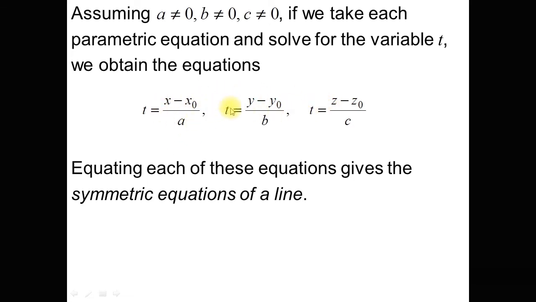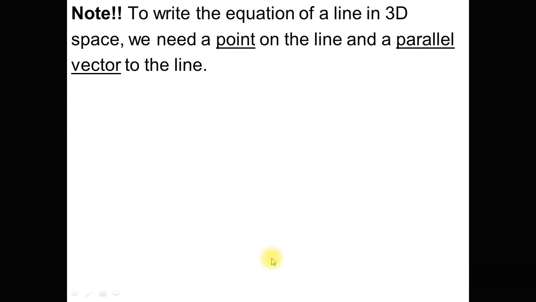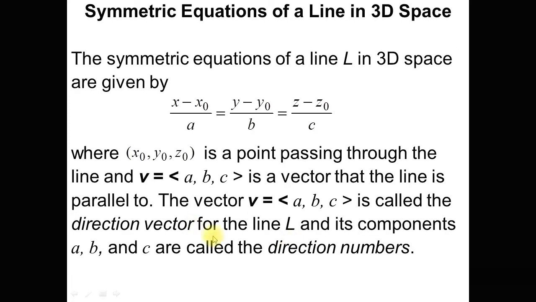So by comparison we obtain the symmetric equation of the line: (x − x₀)/a = (y − y₀)/b = (z − z₀)/c, where (x₀, y₀, z₀) is a point on the line and v = ⟨a, b, c⟩ is a vector that the line is parallel to. The vector v is called the direction vector for the line L, and its components a, b and c are called the direction numbers, and I have already told you about these points.